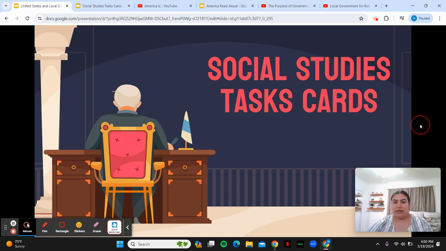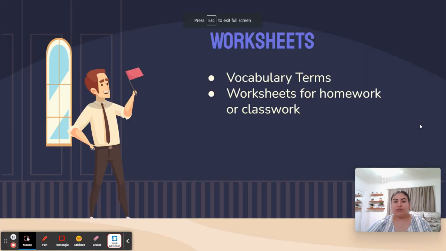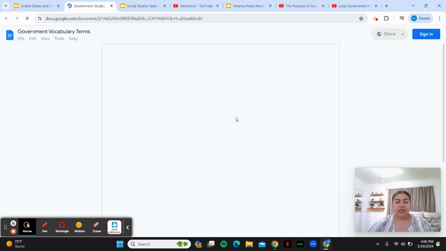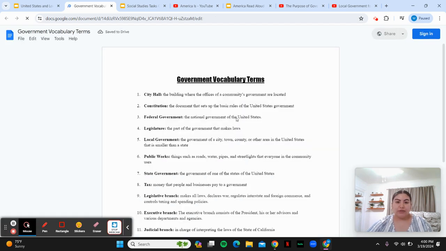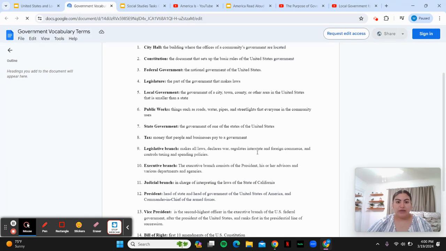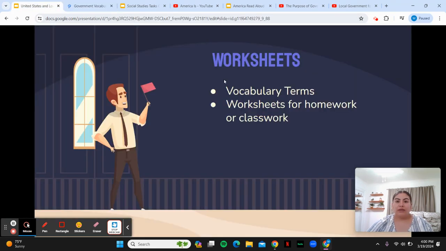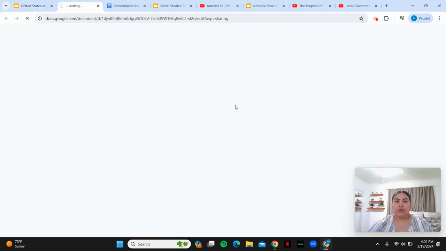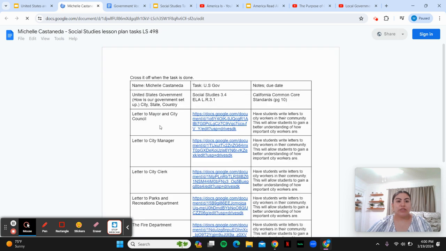And then the next thing is worksheets. So right here, I have the vocabulary terms, which the students will be tested on at the end of the week. This would be given to them on Monday, and their test would be on Friday. And then the next thing is if you click here, these are worksheets for homework or classwork. There's a lot of different varieties of worksheets right here.